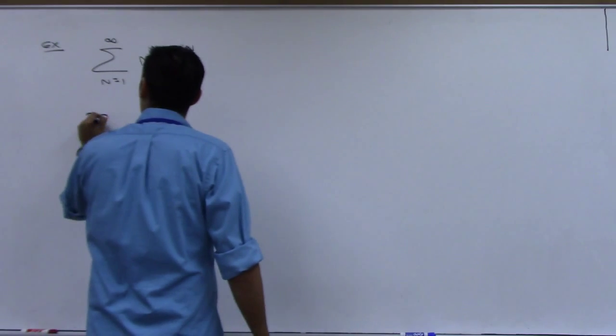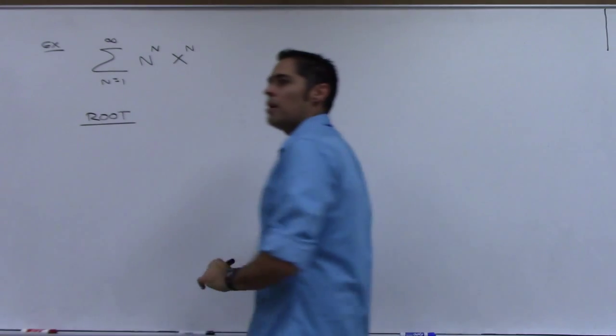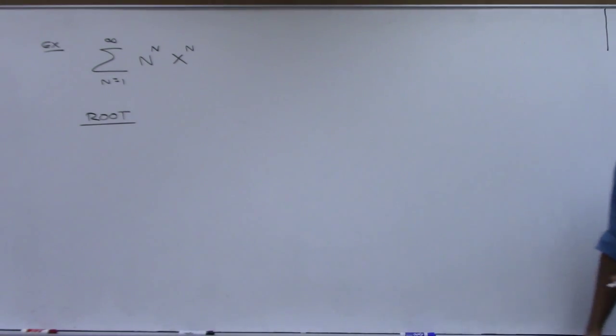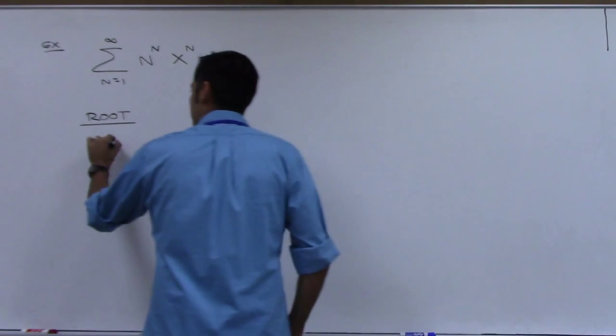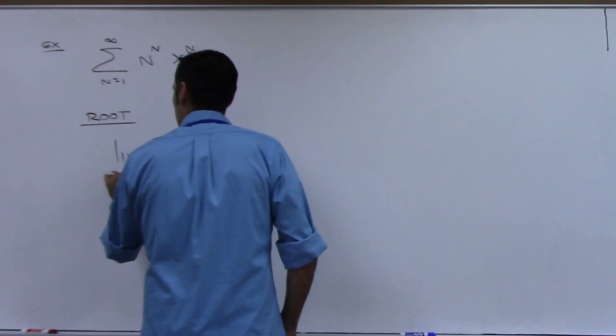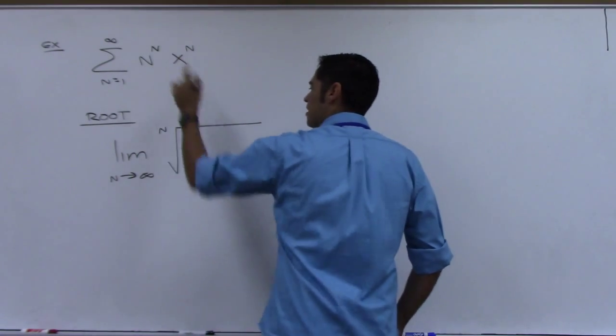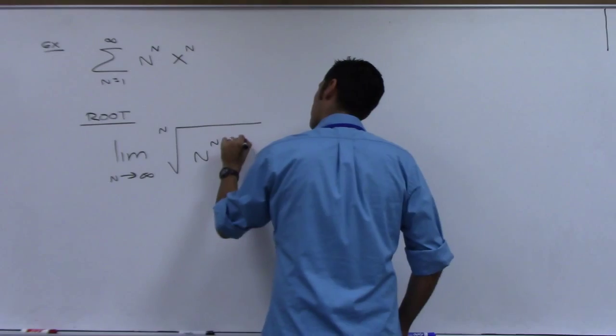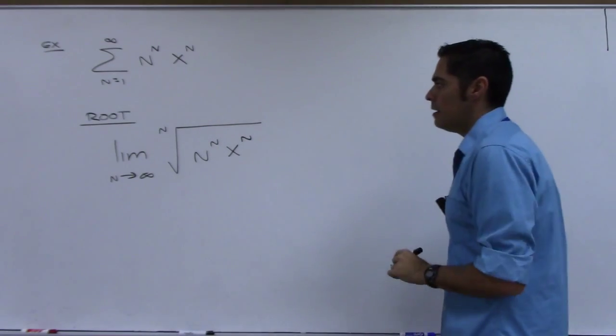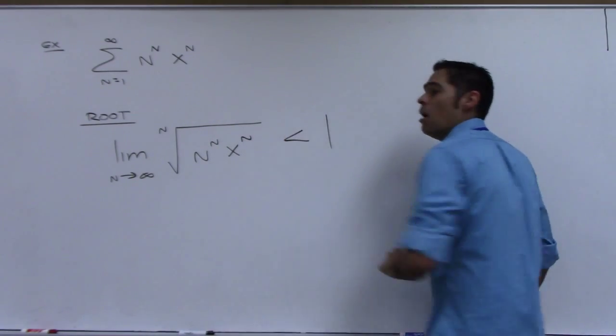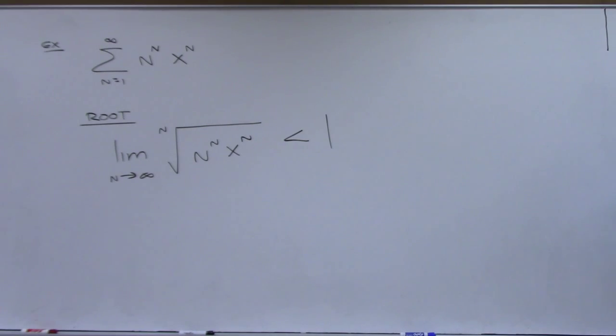Instead of using the ratio test, use the root test. Why would I use a root test? They're both raised to the n power, right? What does the root test tell us? Limit as n goes to infinity of the nth root of what's in there: if that's less than 1, it converges. If it's greater than 1, it diverges.